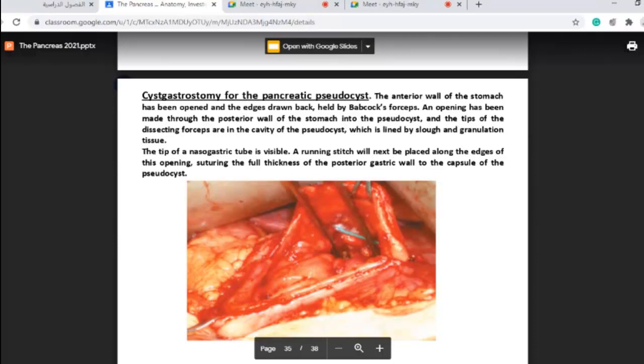Then with a running stitch, we suture it, the next to be placed along the edge of this opening, suturing the full thickness of the posterior gastric wall to the capsule of the pseudocyst.